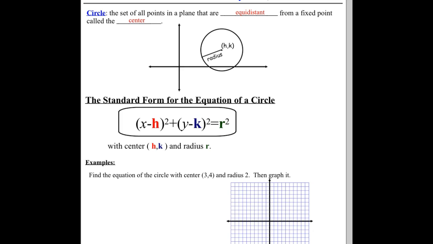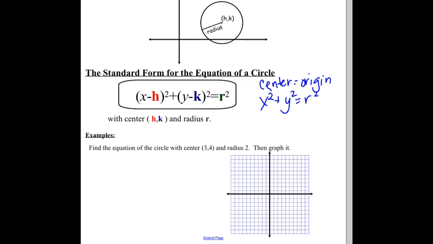Now, this is a basic formula that works no matter where the center is. But what would it look like if it was centered at the origin? What changes? Right. We have x squared plus y squared equals r squared because h and k is just 0, 0. Right? So those little pieces drop out. But again, if you memorize the one I have in the box, the big long formula, it will always work for all circles. And you could just take the h and k out if it's centered at the origin.